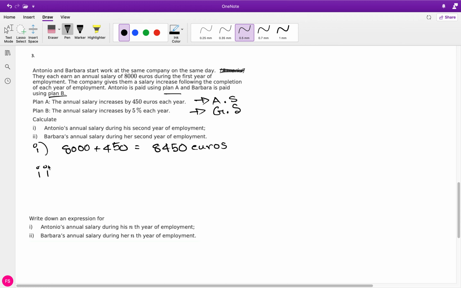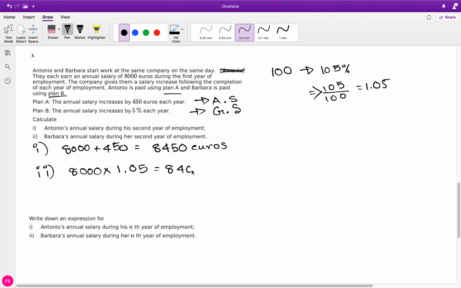For Barbara, annual salary during her second year. So in the first year, she also had 8,000, but it increased 5%. Now, increased 5%, percentages are out of 100. So if you have an increase of 5%, that means it's 105%. 105 over 100 will give you 1.05. Some students just use 0.05. This will not give you the correct answer. So make sure, if there is a percentage increase, you add it to 100 and then divide it by 100. So 8,000 times 1.05 will give you 8,400 euros.